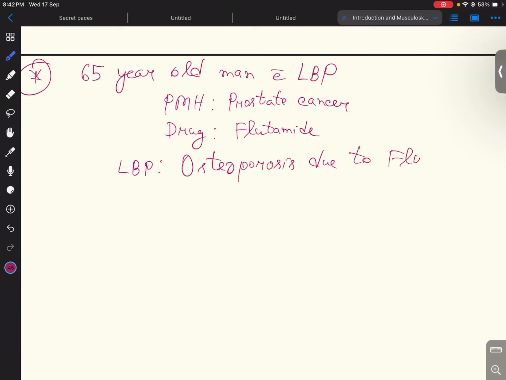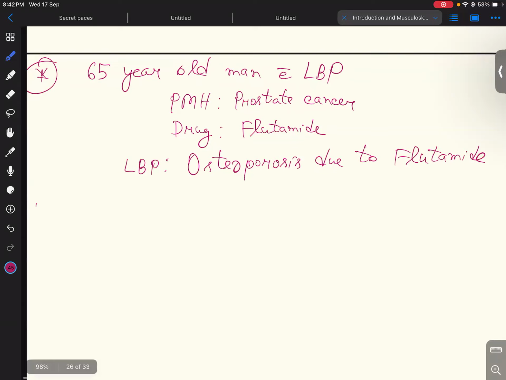This is a real exam case. This has come in the PACES exam. Is this clear?